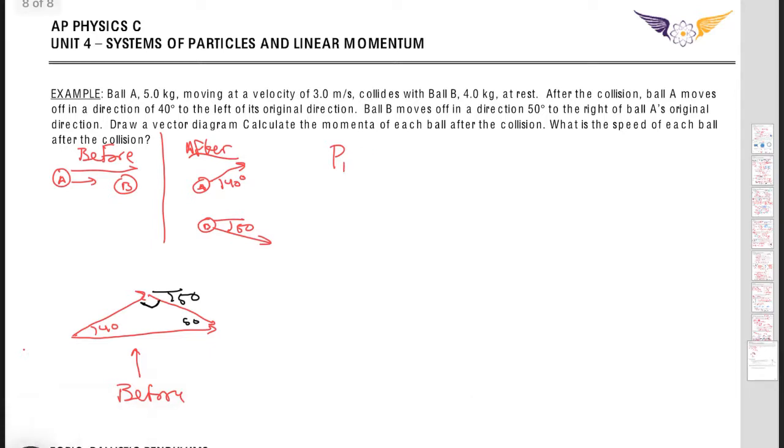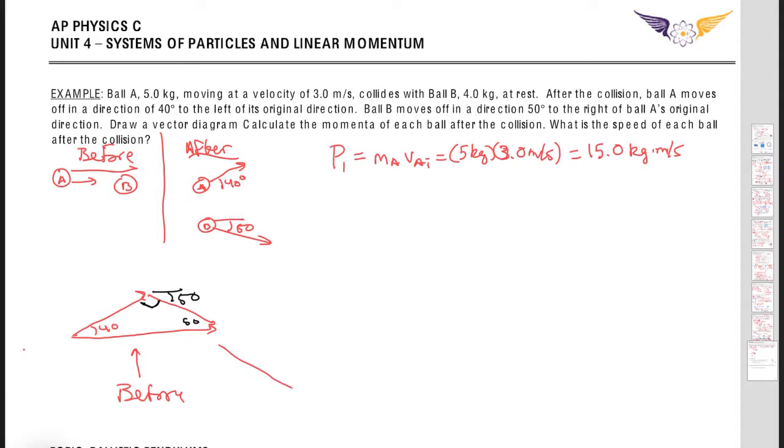So P1 is just going to be simply ball A's momentum because ball B is not moving, right? And so we know P1 is going to be 5 kilograms times 3.0 meters per second. And so it's going to be 15.0 kilograms times meters per second. Okay? But notice that basically these two are components of that vector. So if I want to make it look nicer, right?